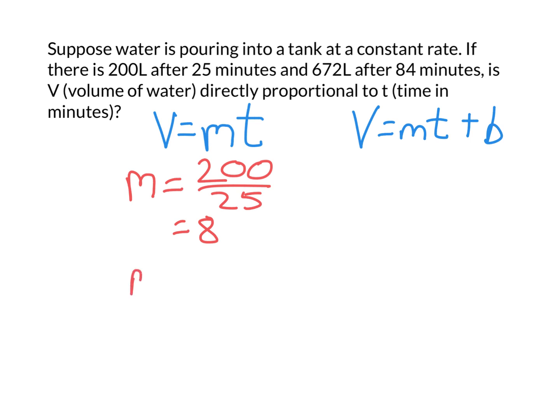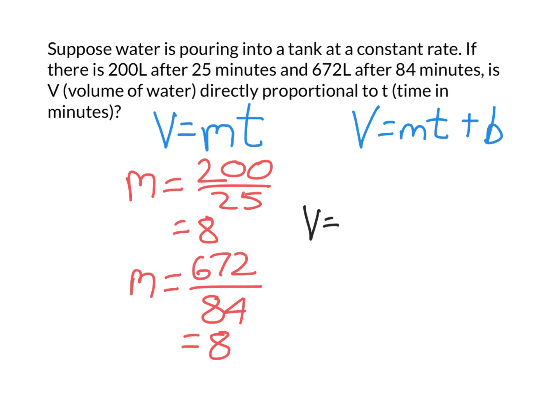On the other hand, if the tank was originally empty and there are 672 litres after 84 minutes, then the rate of increase is 672 divided by 84, which is also 8. Because these two agree, the volume must be 8 times the number of minutes. It must have been originally empty, with no water in it to start with. That's because these two numbers agree.